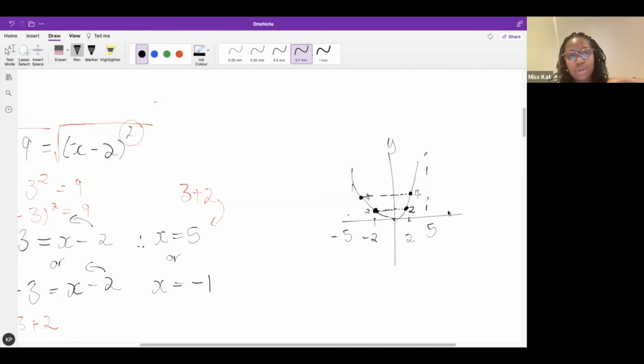Because we didn't go up or down, the y is still 2. But your x changes, because for the first one you're on the negative side of x, and for the second one you're on the positive side of x. So for y is 2, for the same y, you have 2 different x values.